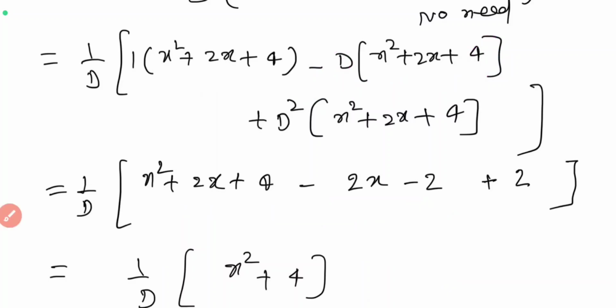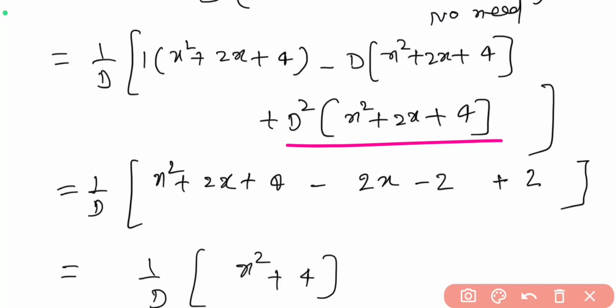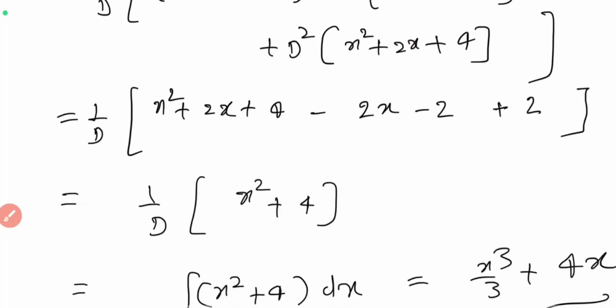Now the interesting thing is this bracket. In this bracket you have x square plus 2x plus 4, but outside you have d square. D square means 2 times differentiation. So when you go for 2 times differentiation, this x square will become 2x, and then that 2x will become 2. So the answer will be 2. Think about this 2x: first differentiation, answer will come 2x; second differentiation, answer will come 0. And this 4 in the first itself becomes 0. So we got this.